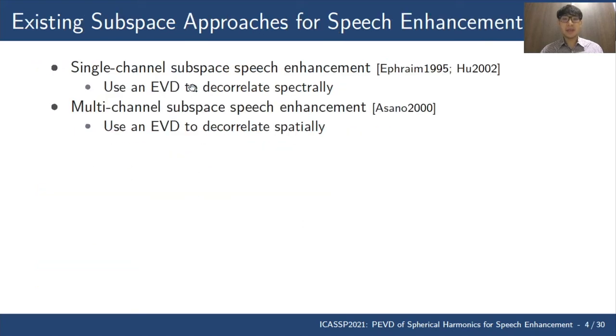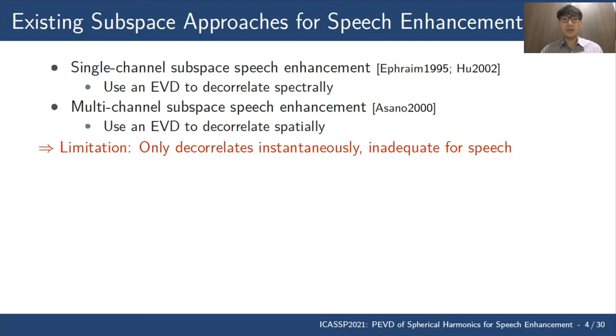Existing subspace approaches for speech enhancement use an EVD to decorrelate spectrally and spatially for a single channel and multi-channel system respectively. However, an EVD can only decorrelate instantaneously, which is inadequate for speech signals that naturally exhibit temporal correlations across different microphones.